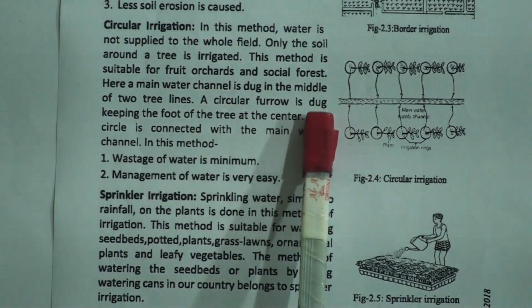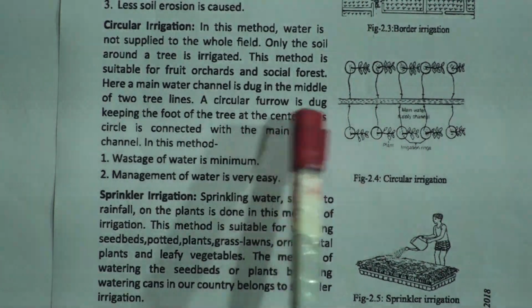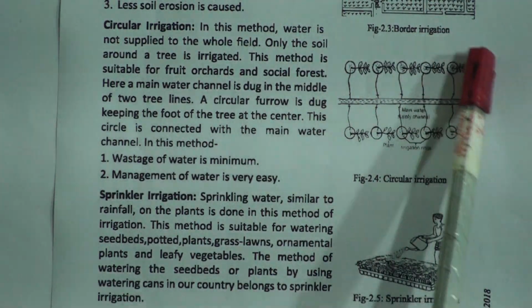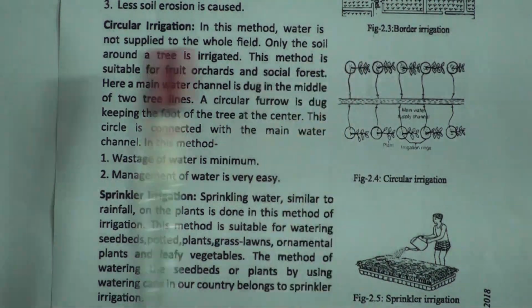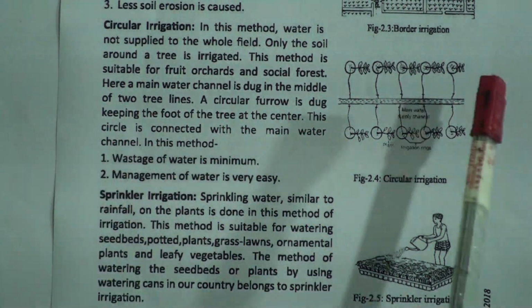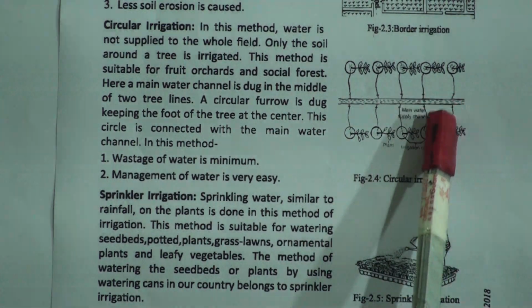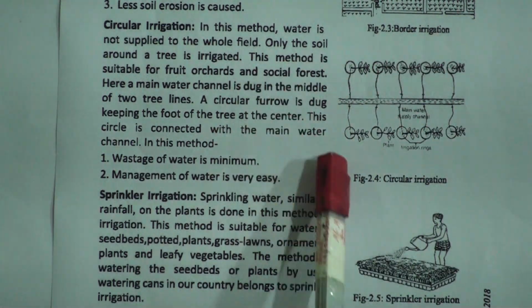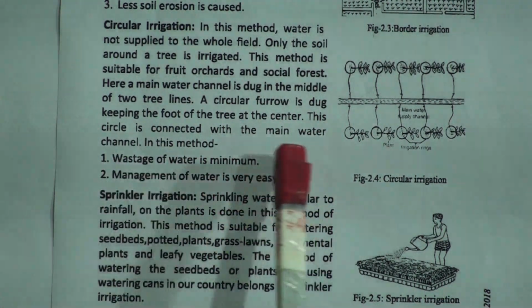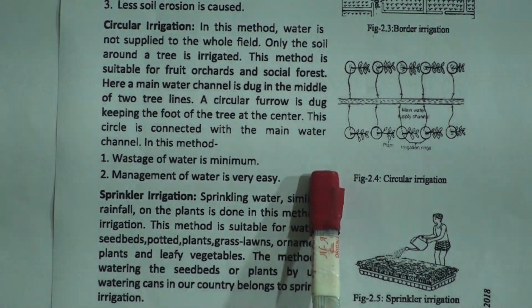Then a circular furrow is dug, keeping the foot of the tree at the center. See, at the foot of all the trees there is a circle. Understand? This circle is connected with the main water channel, and this circle is connected with the main water channel. From this channel, all the circles are connected. In this method, number 1, wastage of water is minimum. Number 2, management of water is very easy.